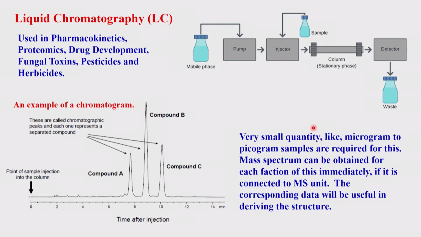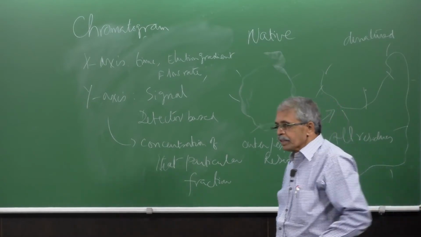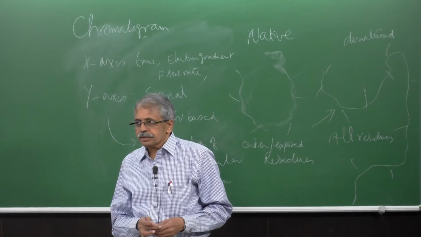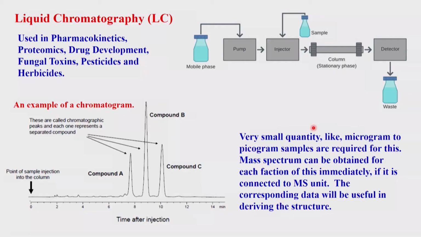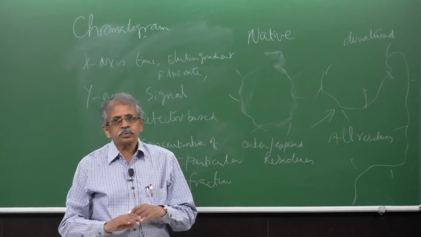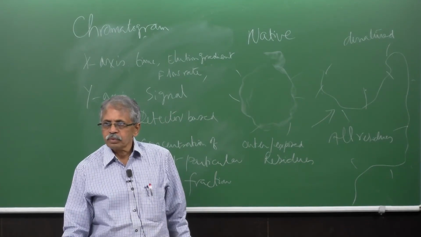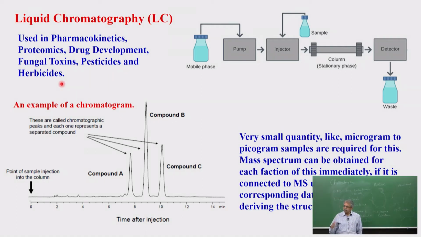Now, let us look at some of the most commonly used techniques in the literature, by students, by researchers, by people in R&D, in the industry, everywhere. So, a few of the techniques that we will look at. Liquid chromatography basically talks about the liquid state. This is used in everything. It can be used in pharmacokinetics, that means pharmacological, medicinal, proteomic, drug development, toxins, pesticides, herbicides, food, forensic, all kinds of things, everywhere you can use that.